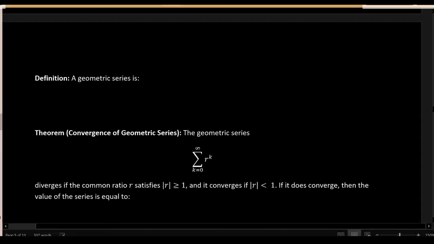Now the series that we saw in the previous example was an example of a specific kind of series called a geometric series. And a geometric series is just what you get when you add together the terms in a geometric sequence.